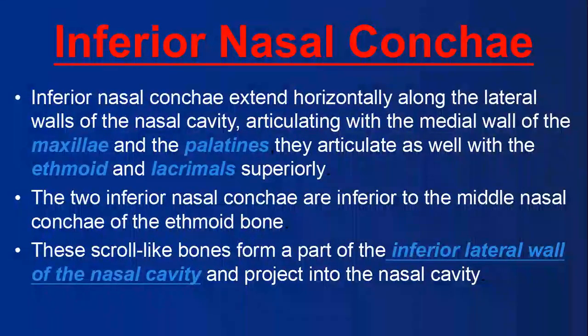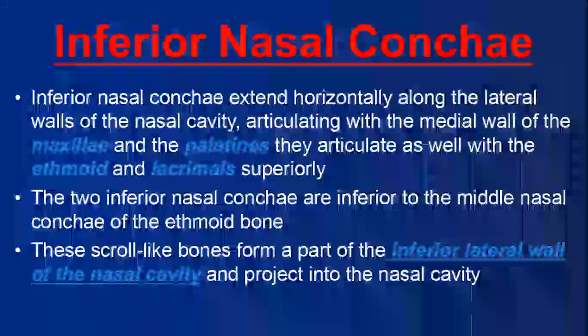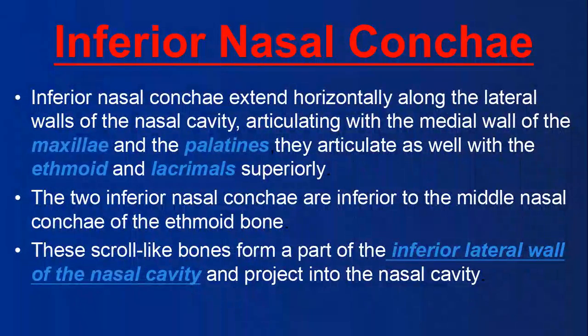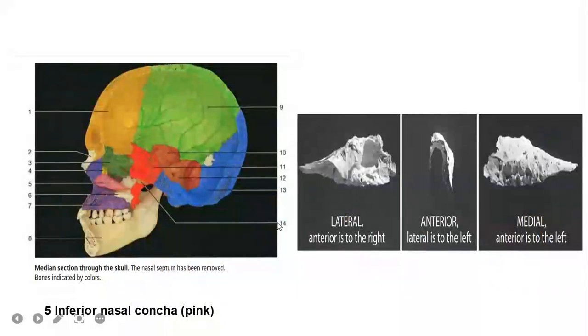Let's move to another bone, which is the inferior nasal conchae. The inferior nasal conchae extend horizontally along the lateral walls of the nasal cavity, articulating with the medial wall of the maxillae and the palatines, and they articulate as well with the ethmoid and lacrimal bones superiorly. The two inferior nasal conchae are inferior to the middle nasal conchae of the ethmoid bone. These scroll-like bones form a part of the inferior lateral walls of the nasal cavity and project into the nasal cavity. Let's check on the skull where exactly we find this bone.